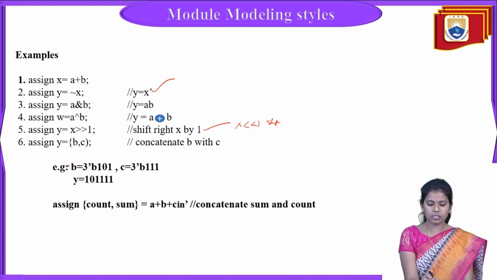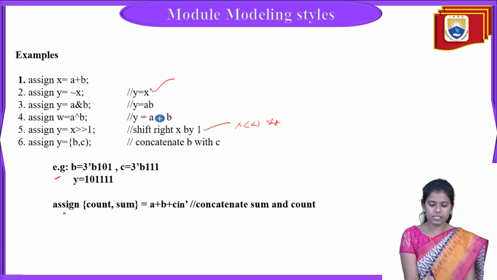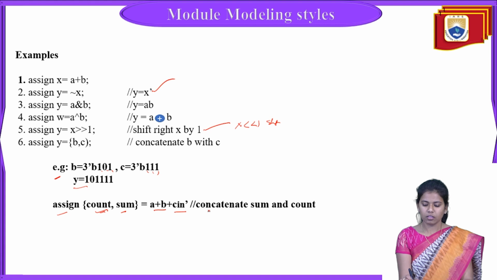Here we have one example: b is 3'b101 and c is 3'b111. Here I am doing assign, count and sum. My output would be 101111. So I am just counting and I am just adding, so here I could say a plus b plus c in. That is concatenate sum and count.